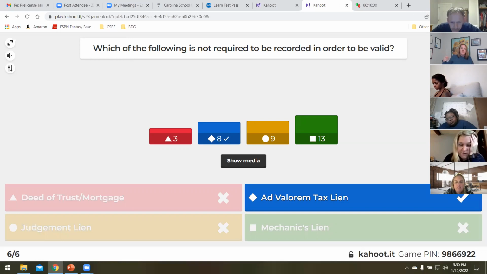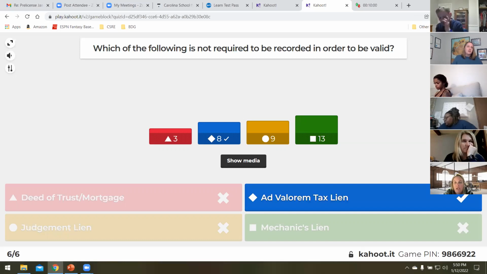So in order for the mechanic to have the right to collect, they have to record. If they don't record, nobody knows it's out there, right? Why do we record? It's putting notice out to the world: hey, you owe this landscaper money for rose bushes.